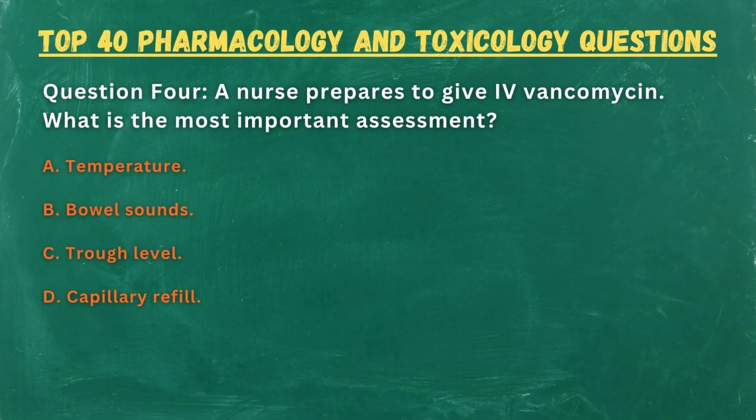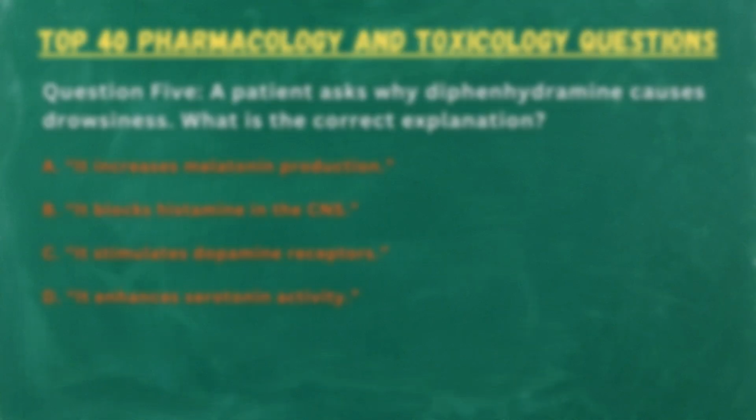Question 4. A nurse prepares to give IV vancomycin. What is the most important assessment? A. Temperature. B. Bowel sounds. C. Trough level. D. Capillary refill. Answer. C. Trough level.